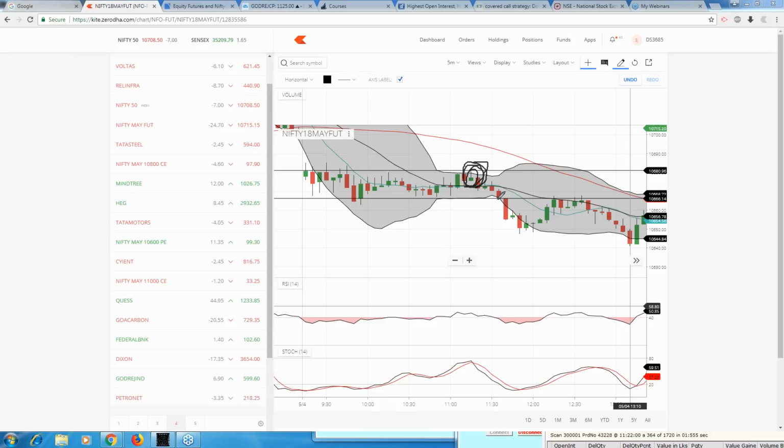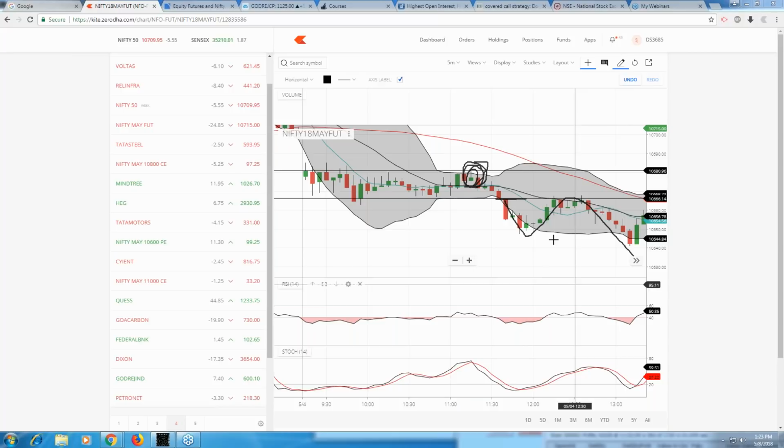So this is the point where I'm going to be creating my position on the sell side. The market went down, then it went up again from the same point, took a resistance and went further down. So Bollinger Bands give you a good entry and a good exit point.